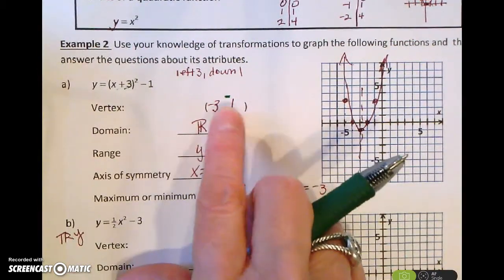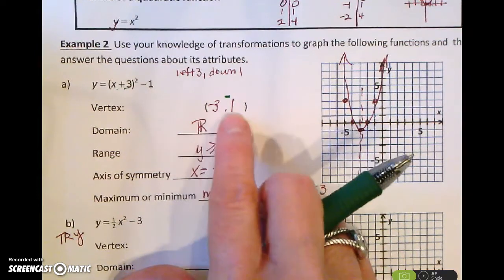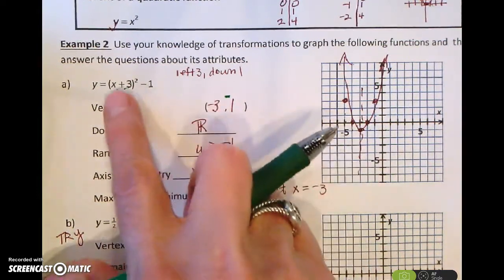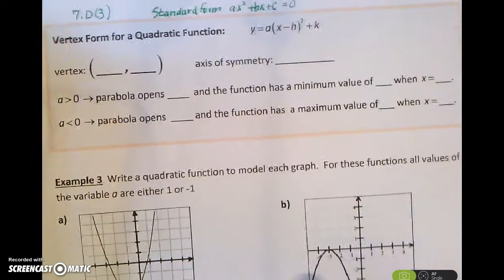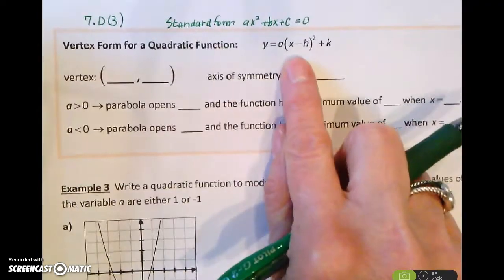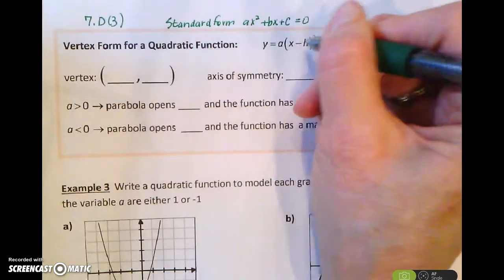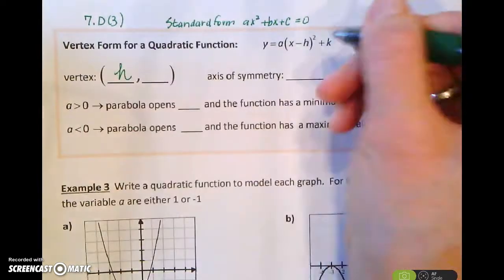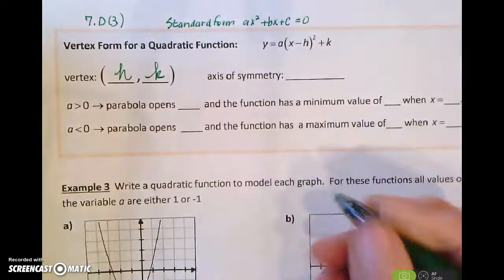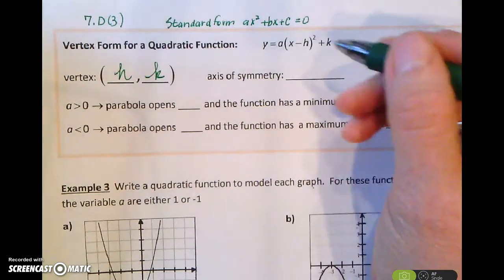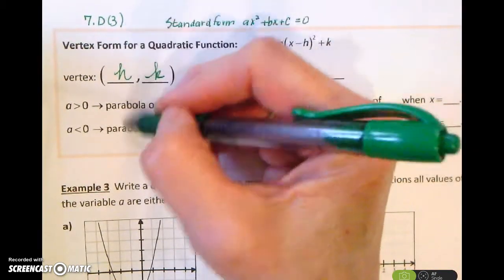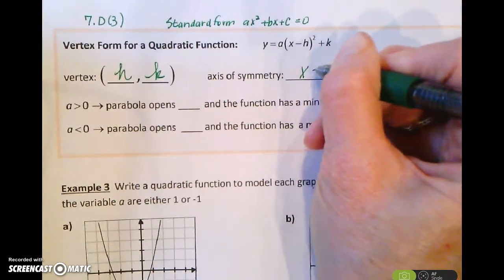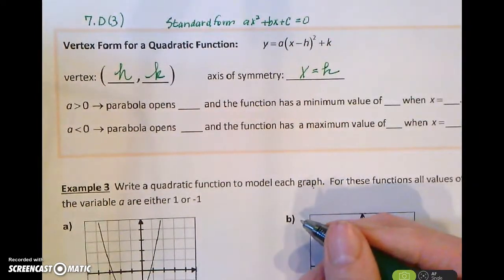Now what we're going to do is go back the other direction. If we know the vertex, we're going to put this back into this form right here. When we look at this, the vertex is going to be h, k. So that's my vertex. The axis of symmetry goes vertically through that vertex, through the h value, so it's going to be x equals h.